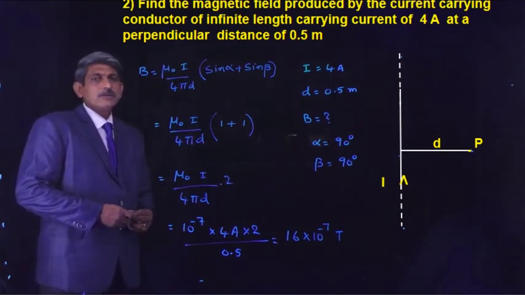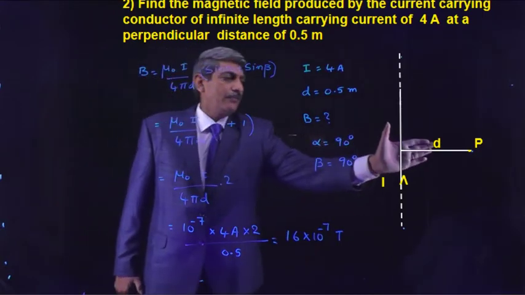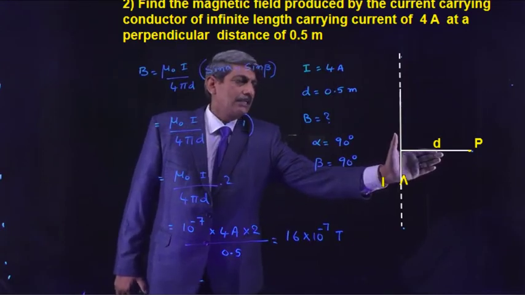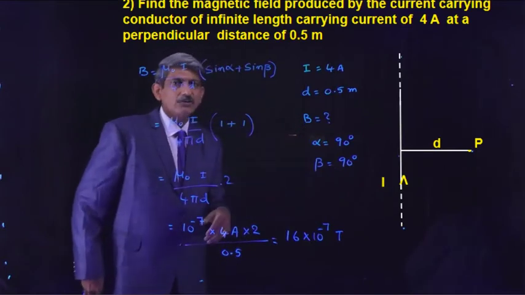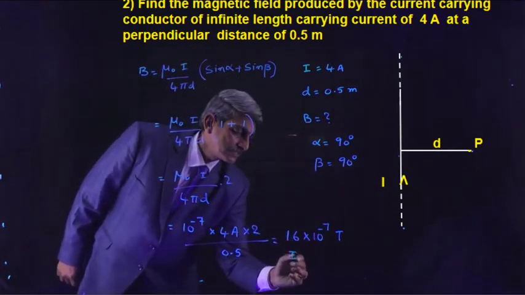Here also, by using the right hand palm rule, if we keep the thumb finger in the direction of the current, then the curling fingers give the direction of the magnetic field, which are entering into the board. That's why this is also acting inwards.